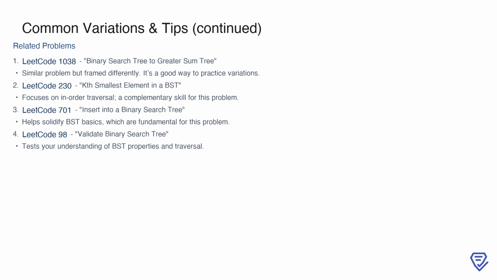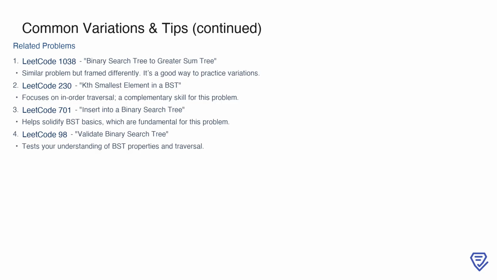To deepen your understanding, you can explore related problems that build on similar concepts. For example, LeetCode 1038, binary search tree to greater sum tree, is a variation of this problem framed slightly differently. Practicing it can help reinforce the technique. Another useful problem is LeetCode 230, kth smallest element in a BST, which focuses on in-order traversal and is a great complementary skill to have.